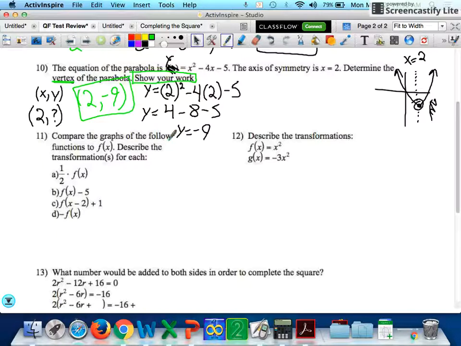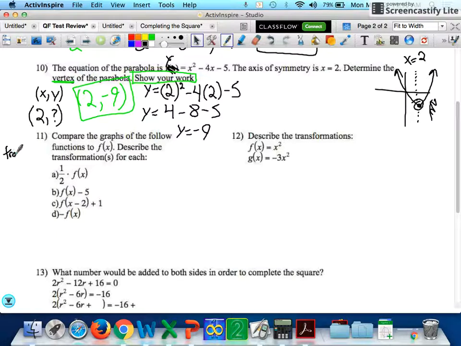Great non-calculator problem. Number 11. Compare the graphs of the following functions to f of x, meaning this is our start. This is our parent graph here. Describe the transformations of each. Okay? Well, this first one, it started out as f of x and now has a 1/2 out front. That's where we had that dilation. Okay? But we have to be a little bit more specific.